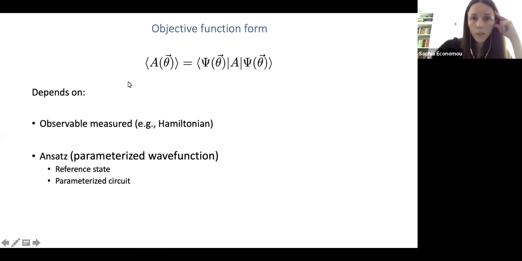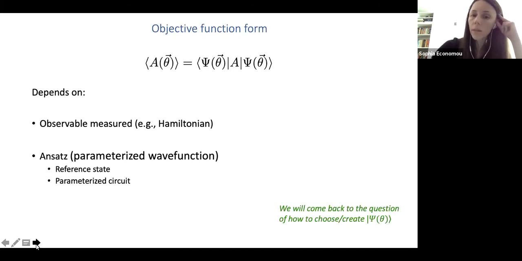All right, so again, I'm just repeating here. If A is H, then this is just the mean value of the energy. And as I mentioned, this depends on the observable, the Hamiltonian if A is H, and of course on the ansatz, how you parameterize that state and how you choose the form of the circuit that constructs it. I'll come back to the question of the ansatz. That'll be the meat of my talk in some depth. But first, I want to show a little bit of discussion on the other parts of the VQAs.